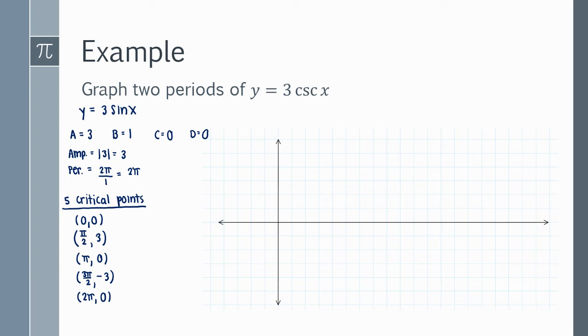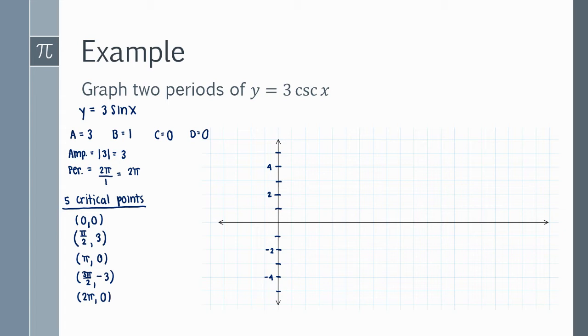Okay, we want to consistently label our picture. So I'm going to just go up by 1s on the y-axis, and obviously, I'm going down by 1s.